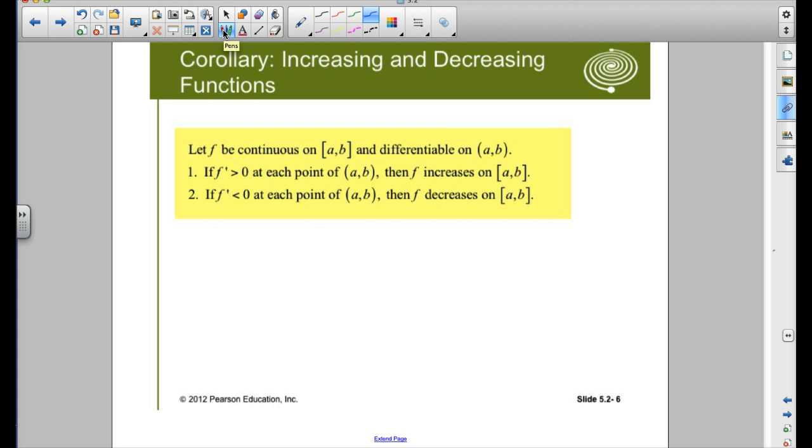Corollary. If f is continuous on closed AB and differentiable on open interval AB, then if the derivative is greater than 0 at each point on AB, f increases on closed interval AB. Notice the increasing, decreasing. It increases on a closed interval, which means we have the brackets around our increasing and decreasing. If f prime is less than 0 on each point of AB, then f decreases on AB. So if the derivative is negative, it's decreasing. If the derivative is positive, it's increasing on that interval.